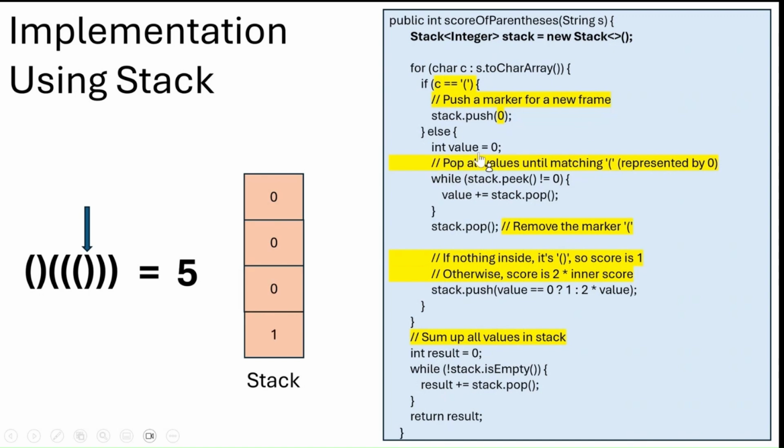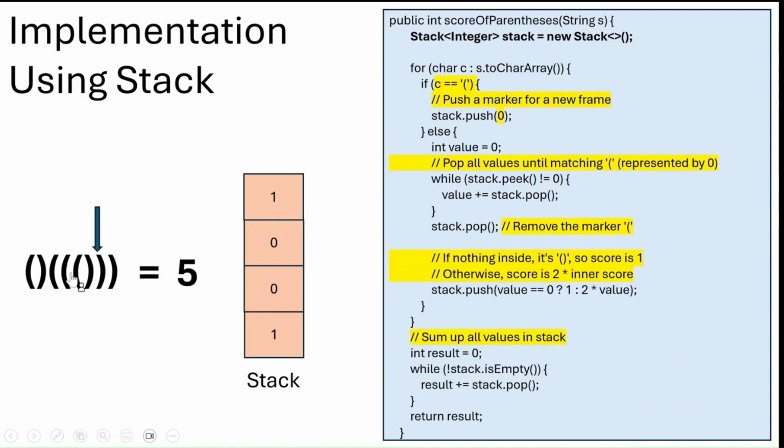Value is basically the inner score. It will help to calculate the inner score for the string. Now stack.peek is a 0. It means that we got the empty parenthesis and value will be 0 only. So value is 0 means empty parenthesis. So push 1 to the stack and remove the 0 from the stack, which is the marker for the open bracket for this closing bracket. Remove the 0, push the score 1 for this empty parenthesis.